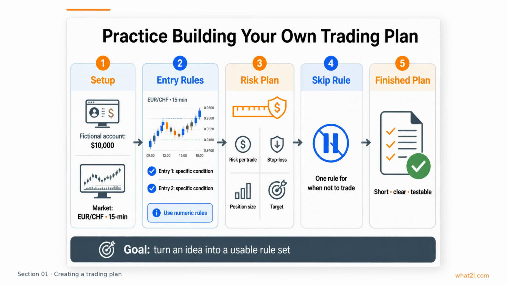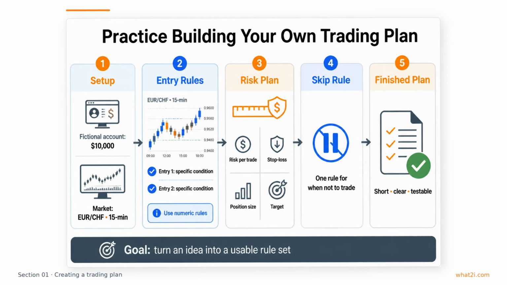A good way to make this practical is to build a simple plan from a fictional example. Imagine a $10,000 account and a focus on Euro/Swiss franc on the 15-minute chart. Your task is to write 2 specific entry conditions that someone else could recognize, not broad opinions about what the market feels like. Then decide how much you will risk, where the stop goes, how position size is calculated, and where profits will be taken. Add one clear rule for when you will skip the trade entirely, such as a news event or missing confirmation. If you can write all of that in a short, clear format, you already have the foundation of a usable trading framework.